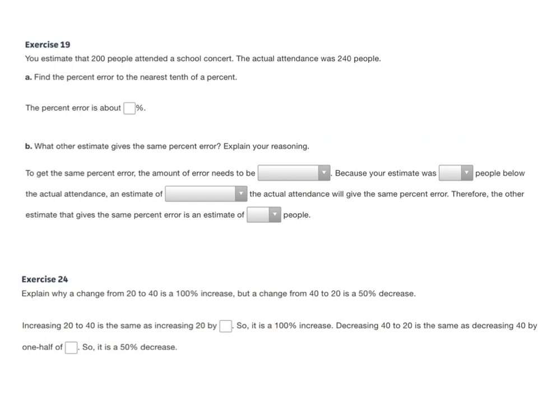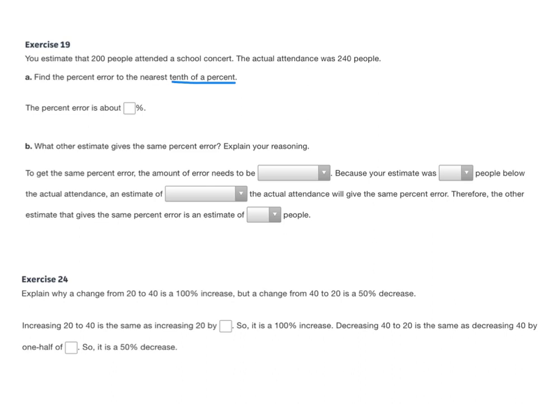All right, so let's look at a couple of other homework questions. Number 19 says you estimated that 200 people attend a school concert. The actual attendance was 240. Find the percent error to the nearest tenth of a percent. Now again, tenth of a percent means we're going to round to 3 decimal places. And then when we move it over twice to change it to percent, we'll only have 1 left, that 10th place.